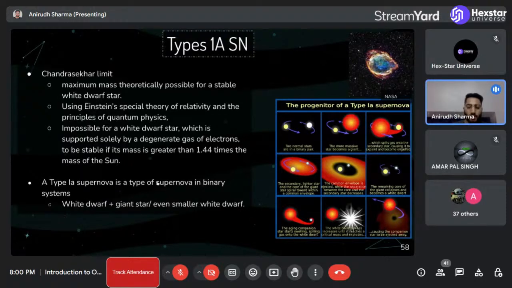A type 1a supernova is a type of supernova in a binary system where a white dwarf and a giant star, or even a smaller white dwarf, can exchange mass, and once the mass of that white dwarf tips over 1.44 times the mass of the sun, it bursts into that supernova.